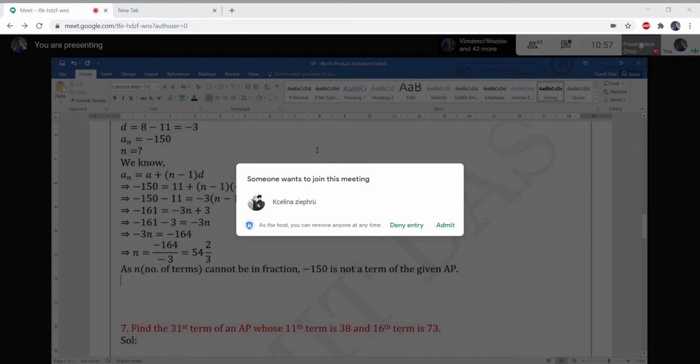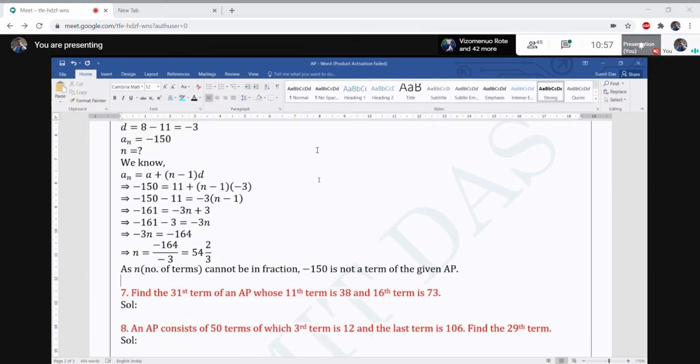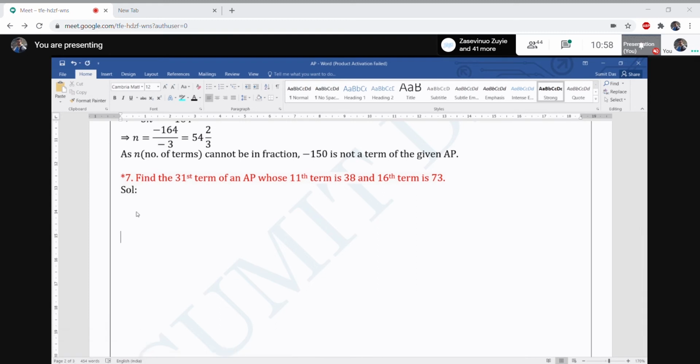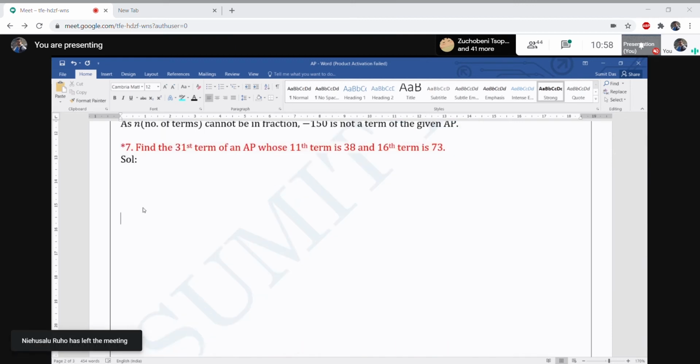Let's do the next question. Next question is: find the 31st term of an AP whose 11th term is 38 and 16th term is 73. This kind of question is an important question. Basically you have to find the 31st term, but no first term is given, no common difference is given, and no number of terms is given. What you have to find is the 31st term. So how to do it?